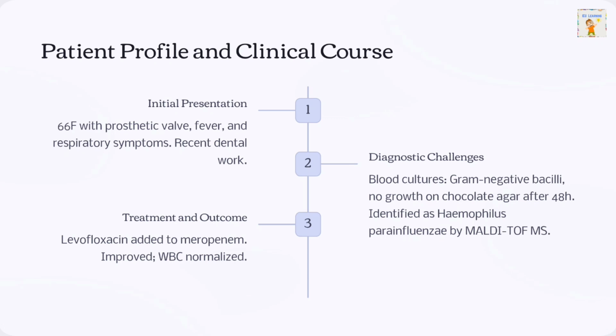For the first 2-3 days, the patient was on meropenem and she was having fever spikes. Her WBC were elevated, and we were not very sure whether she was showing clinical improvement. But after detection of this organism, we added levofloxacin to the regimen, and within 24 hours we saw a very good response, and WBC and fever both improved.